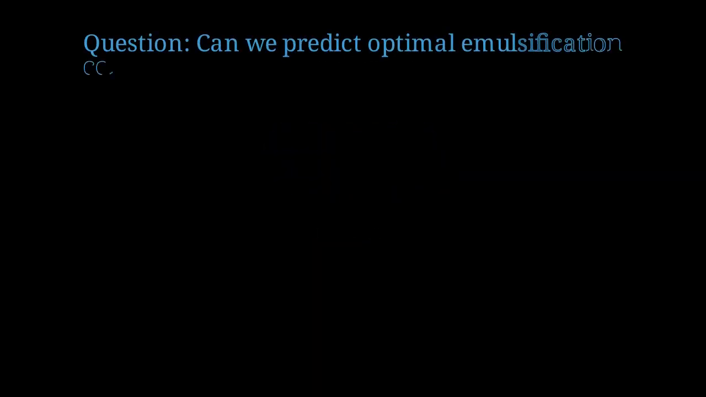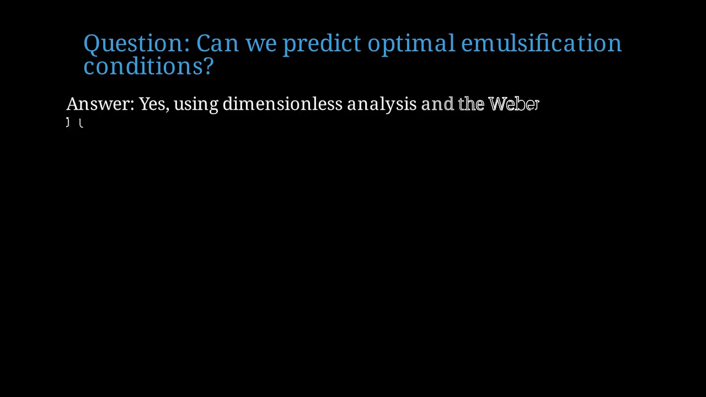This raises an important practical question. Can we predict the optimal emulsification conditions to achieve a target droplet size distribution? Yes, through dimensionless analysis. The Weber number, which compares inertial to interfacial forces, is particularly useful. By controlling Weber number through mixing speed and surfactant concentration, we can target specific droplet sizes.